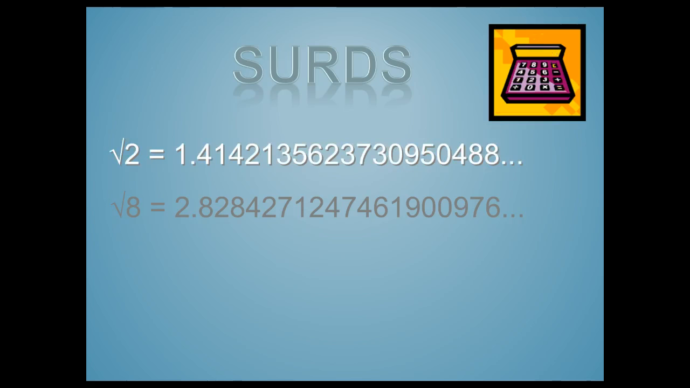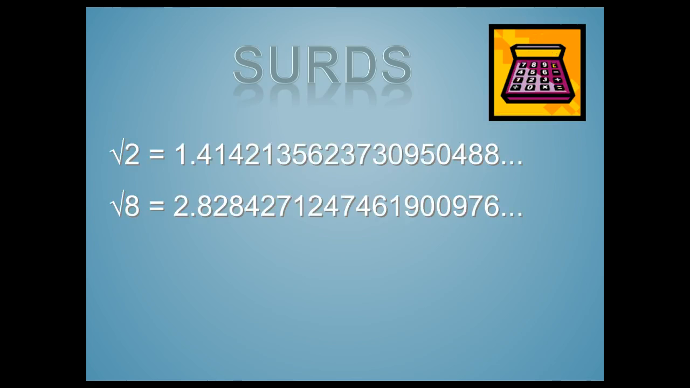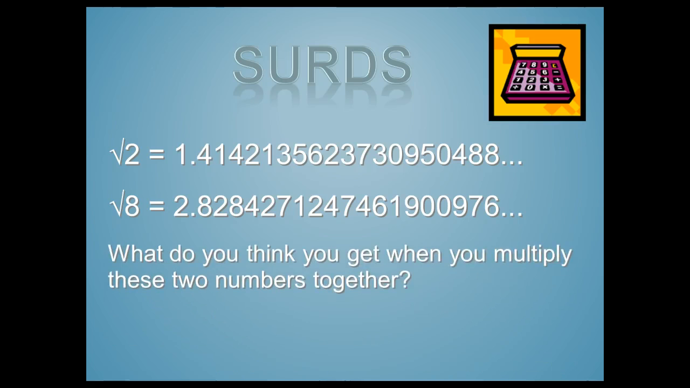Let's look at some of these. Square root of 2 is a surd, and there's what it looks like. Square root of 8 is a surd because it's going to go on forever and ever and doesn't come down nicely. What do you think will happen when you multiply these two numbers together? If we multiply square root of 2 and square root of 8, what do you think is going to happen? Now you can pop it in your calculator and see what happens.